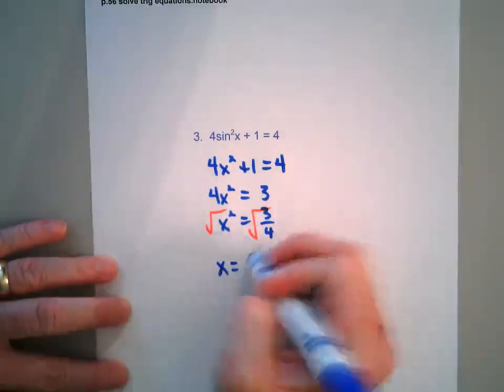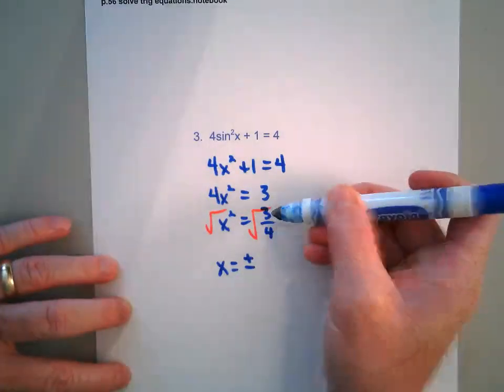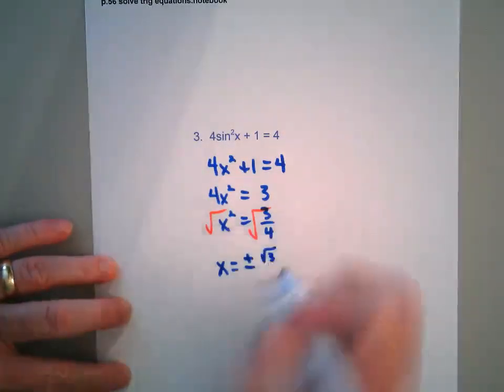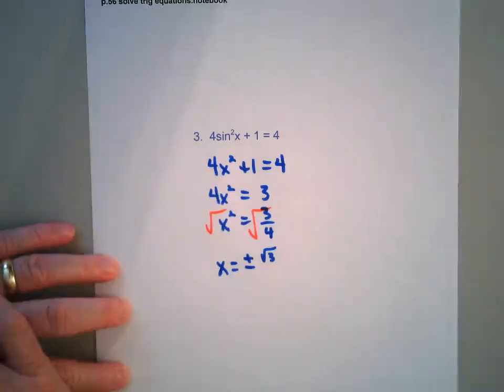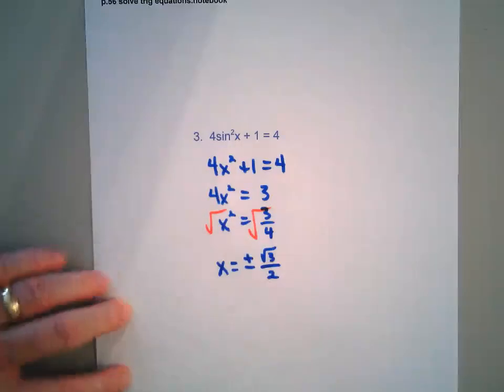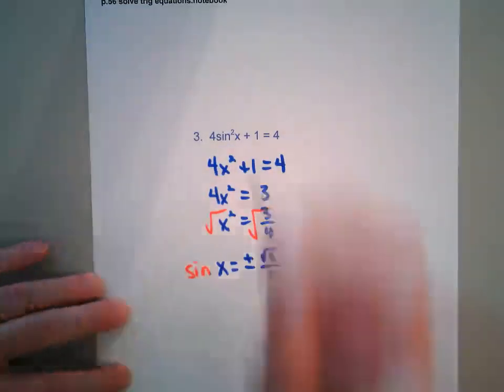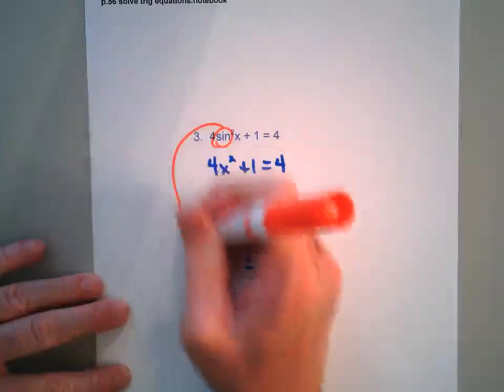X is going to equal plus and minus square root of 3. You really can't simplify it, so you just leave it square root of 3. And yes, you guys know we have square roots of 3's on the unit circle. What's the square root of 4? That's a 2. We will bring our sine back in the problem. Sine comes from the original.